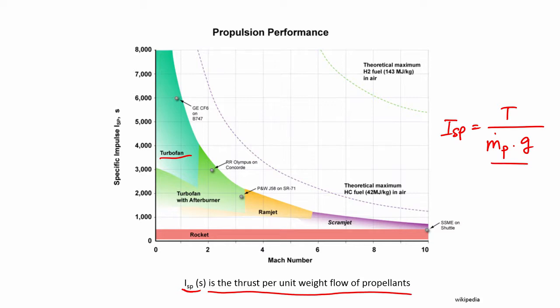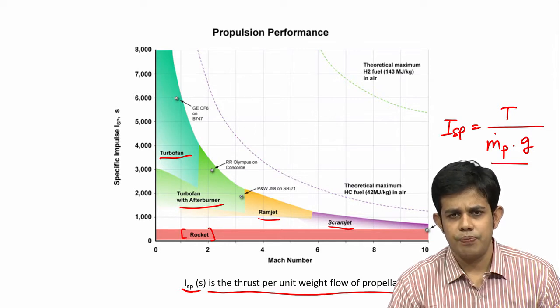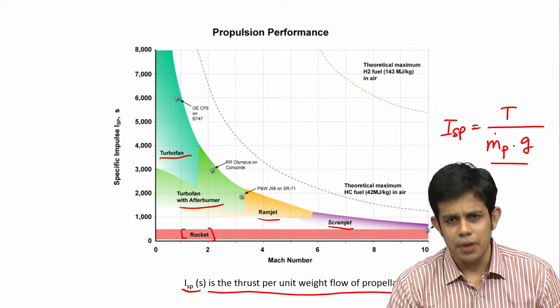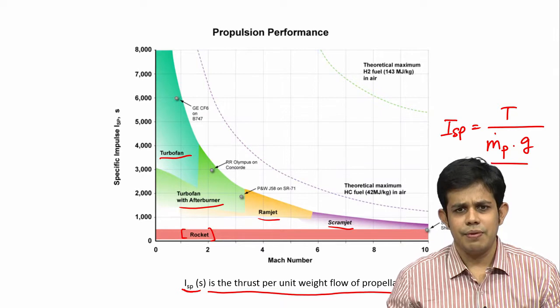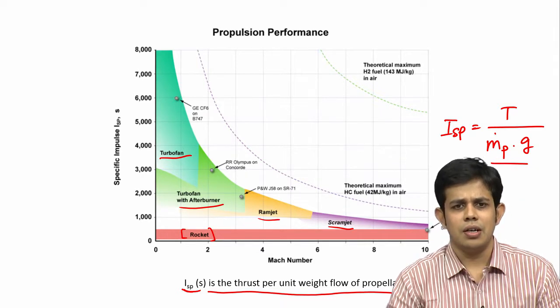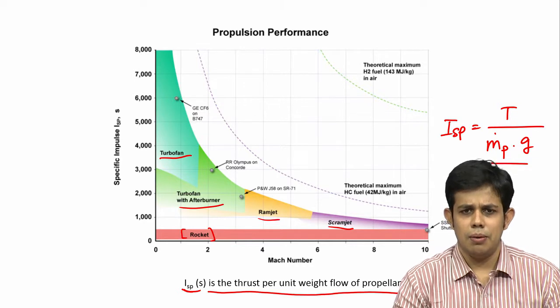Now you see here we compare the ISPs of different air breathing engines with that of a rocket. All air breathing engines essentially have higher ISP, or higher specific impulse, than a rocket, because in a rocket you are carrying both the oxidizer as well as the fuel as the propellant. Whereas in these air breathing engines, the propellant that you need to carry is only the fuel.